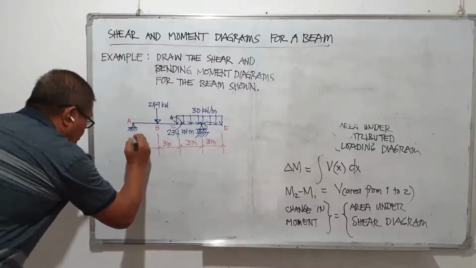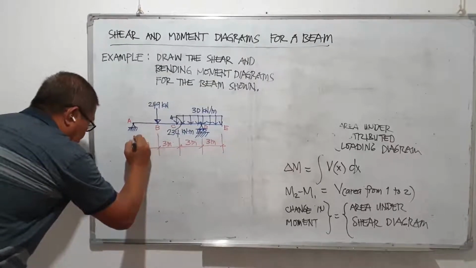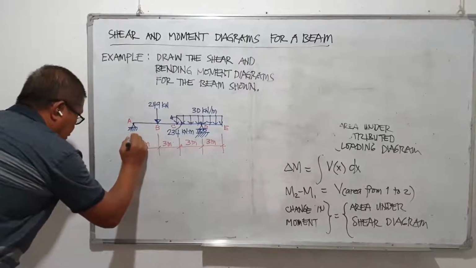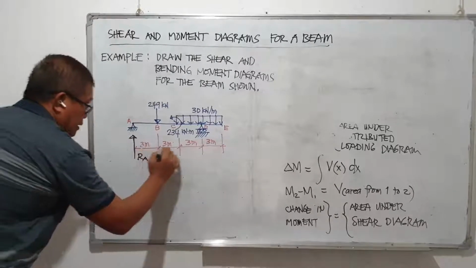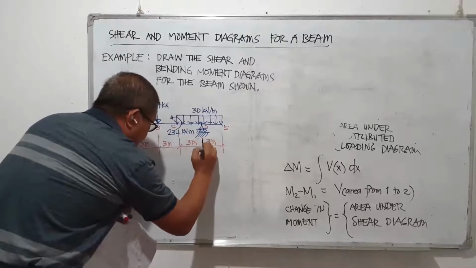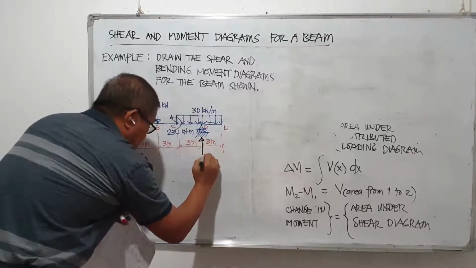So at point A, we will have our reaction R sub A, and at point B, we will have R sub B.